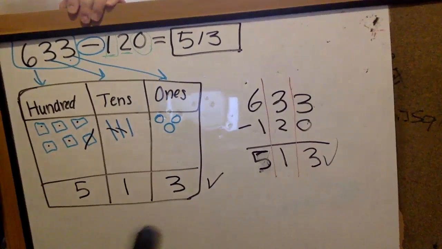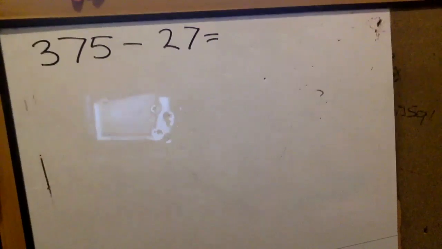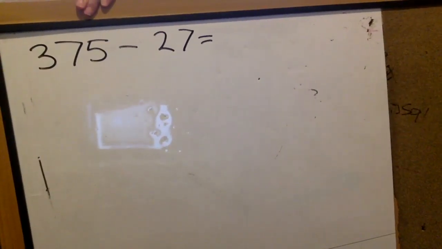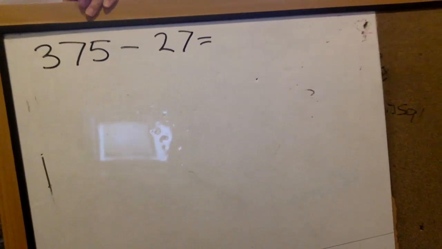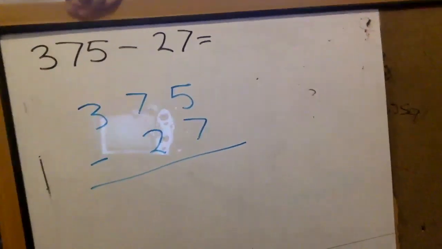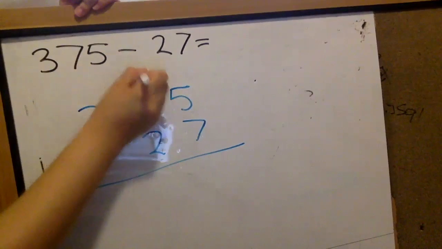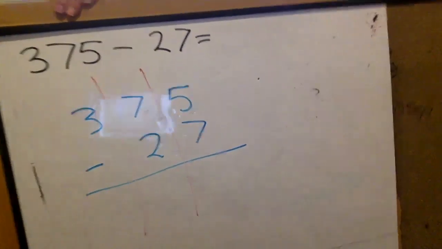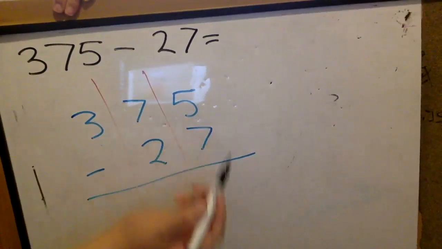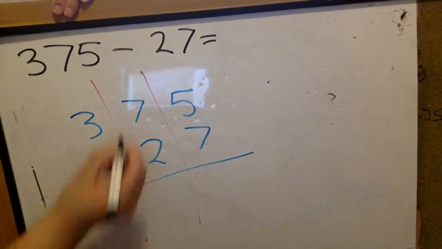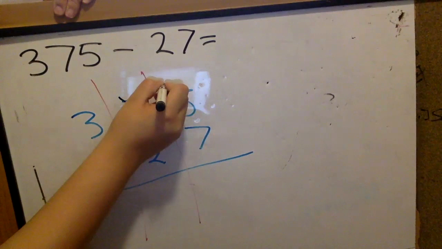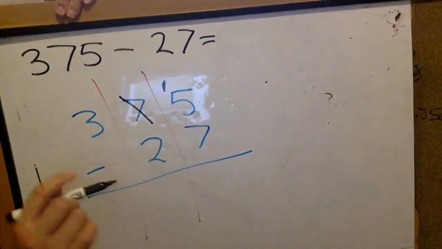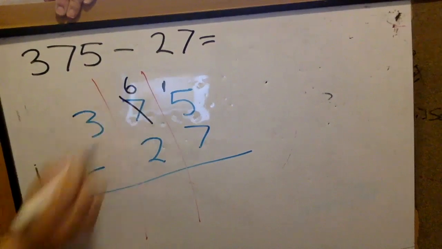So I'm going to go ahead and clean my board, set up a new problem. So here's an example of when we would need to borrow. We're going to subtract 375 minus 27. And again, I'm going to go ahead and take my red marker and divide. So I have 5 minus 7. Since 5 is smaller than 7, I'm going to have to borrow 1 from 7. So this becomes 15. And when we take 1 away from 7, it becomes 6.